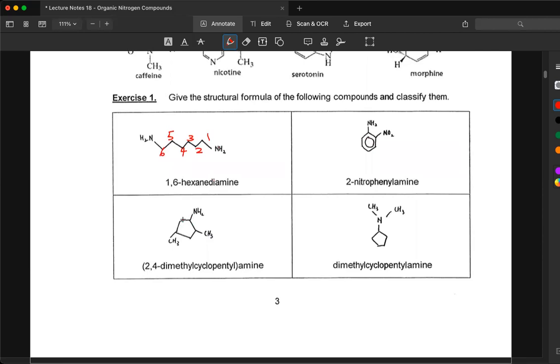As for this compound, we have the methyl group attached to the second and 4th carbon in the cyclic structure. So we call it 2,4-dimethylcyclopentylamine. And here we have the methyl attached to the nitrogen instead of the cyclic structure. So we call it dimethylcyclopentylamine. 1, 2, 3, 4, 5. So it's 5.